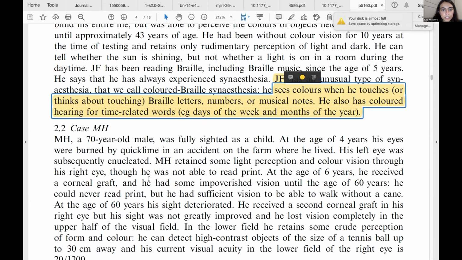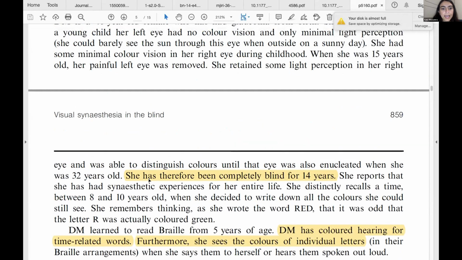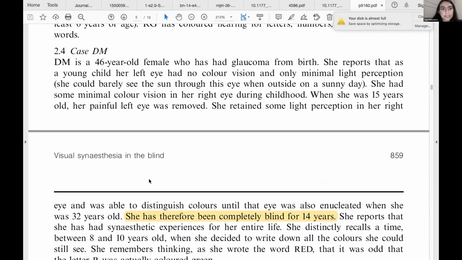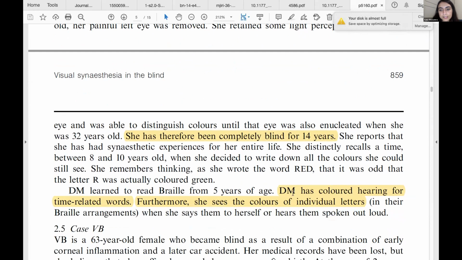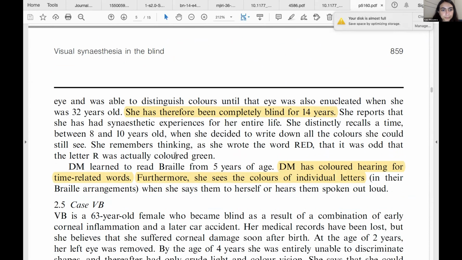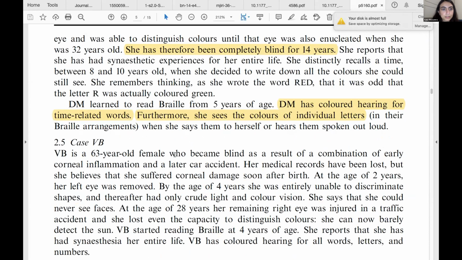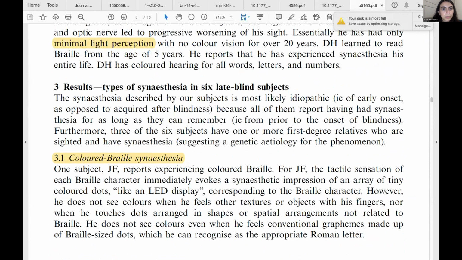Another case that I found interesting was patient DM, who had at that point been completely blind for 14 years. She experienced synesthesia in the form of colored hearing for time-related words, as well as individual letters. So she'll look at the letter R, for example, and think of red. These are just some of the individuals who were part of the study.